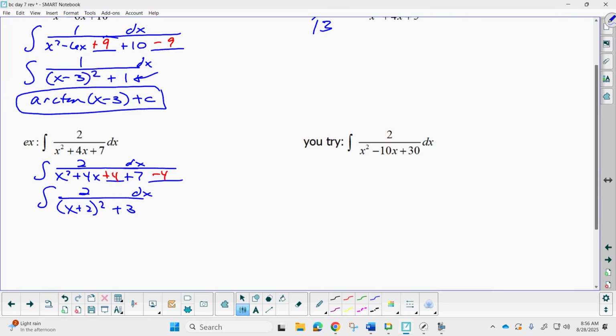All right. Now, using the previous skill, what do we need to do? Make the 1. We need to make the 1. So we're going to factor out a 3. And out front, we'll have the 2 and the 3. And inside, it'll be 1 over x plus 2 squared over 3 plus 1.